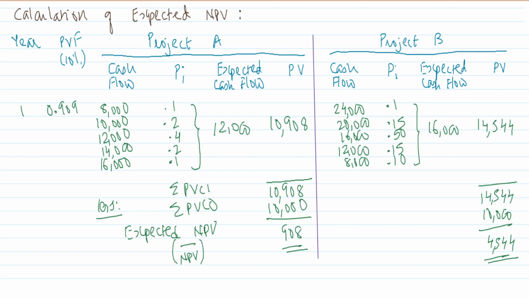They are not asking us which project should be accepted. But in case they had asked that question, which project should be accepted, you should accept project B because project B has higher net present value.